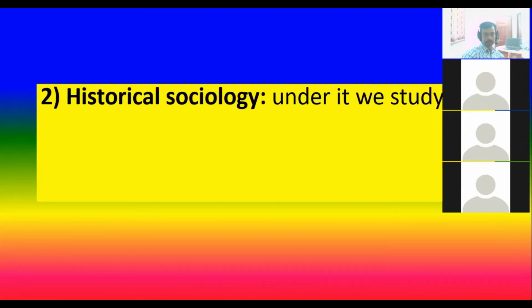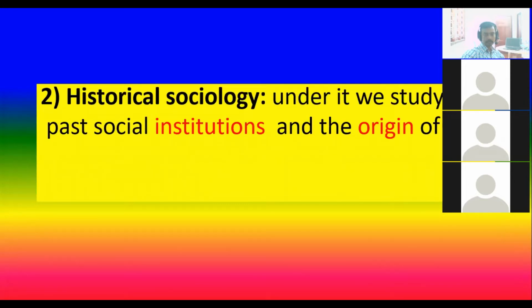Second field, historical sociology. It studies past social institutions, such as older families and older communities. Then it studies the origin of the present ones, which means a comparative study. Older families, modern families, what are the differences? And it helps solve social issues.